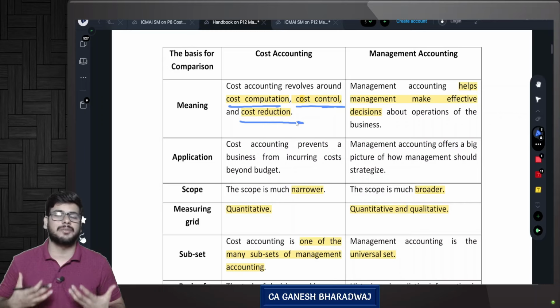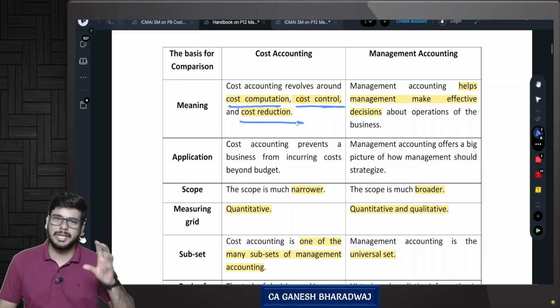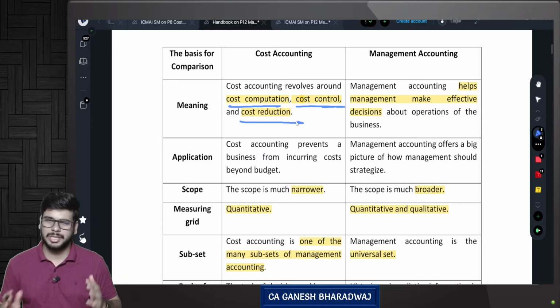It's about cost computation. That is, you measure your costs. You have multiple components of cost like material, labor, overheads, and all of those things. It's a subject matter of discussion under cost accounting.